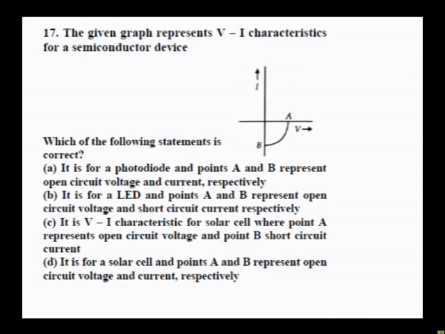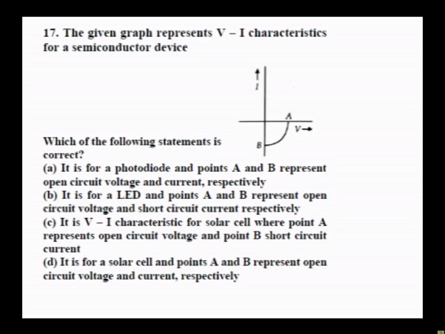The given graph represents VI characteristics for a semiconductor device. Students, we have already seen this kind of graph in the synopsis. Now in this, the fourth quadrant is made use of. Generally, when you supply voltage to a device, you will make use of either the first quadrant or the second one, and hence this device will act like a source of EMF, which will be a solar cell. So you can zero in on either C or D.